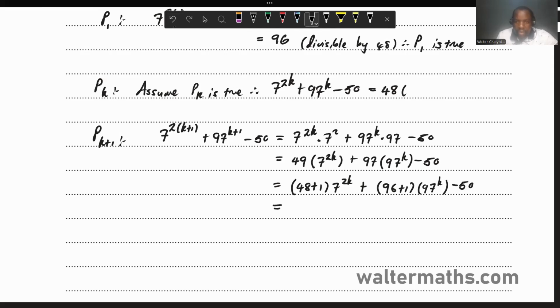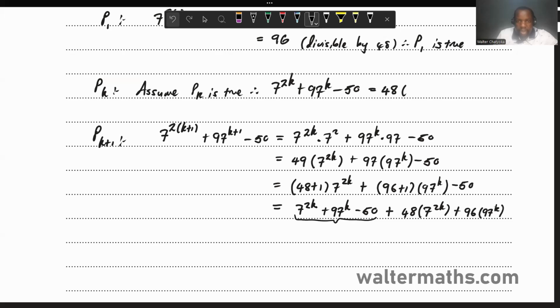Now, let's take out this product, which is 7 to the 2k, and the product 97 times 1 again. So that's going to be plus 97 to the k. And let's take out the minus 50. So minus 50. And that's going to be plus. What remains is 48 times 7 to the 2k, right? So 48 of 7 to the 2k. And also here, 96 of 97 to the k, all right? So that's 96 of 97 to the k, okay, like this.